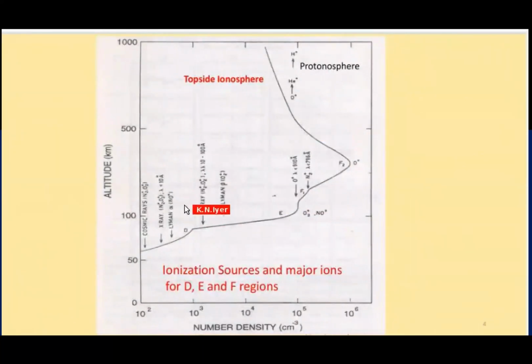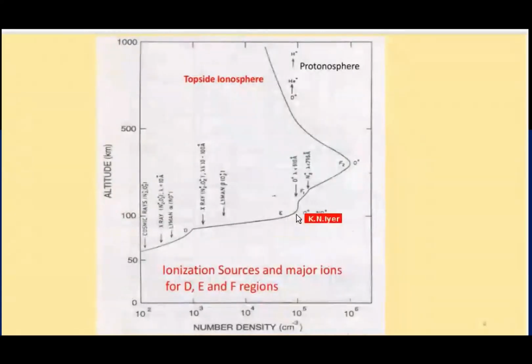So at each height, what is the major source which is ionizing? For example, cosmic rays at lower heights and the lower part of the D or the C layer, then X-rays, then Lyman alpha, then again longer wavelength X-rays or soft X-rays, then Lyman beta. So like that, the various radiation that we mentioned in the previous slide, at what height they are producing ionization, that is indicated here. And so the D, E, F1, F2, and topside nomenclature is also shown here. And the major ions are also marked here.